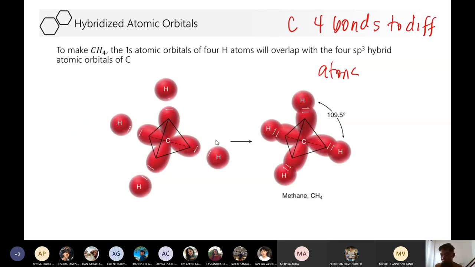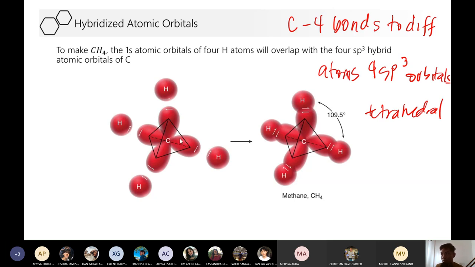Okay. So if your carbon can form four bonds to different atoms, meron kang sp3, apat na sp3 orbitals na. And the molecule ay tetrahedral. So yun lang yung kailangan nyo i-take note talaga. So dami nang sinabi ko, yan lang yung important. Yes, ganun talaga. Welcome to Org Chem.